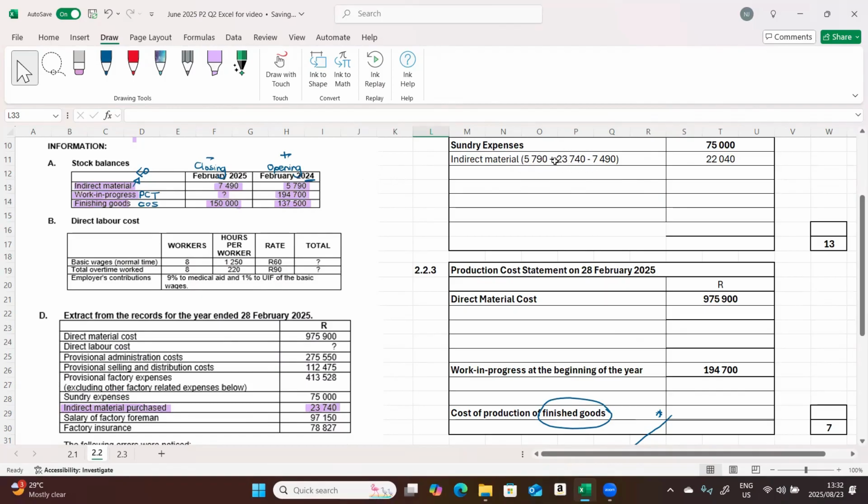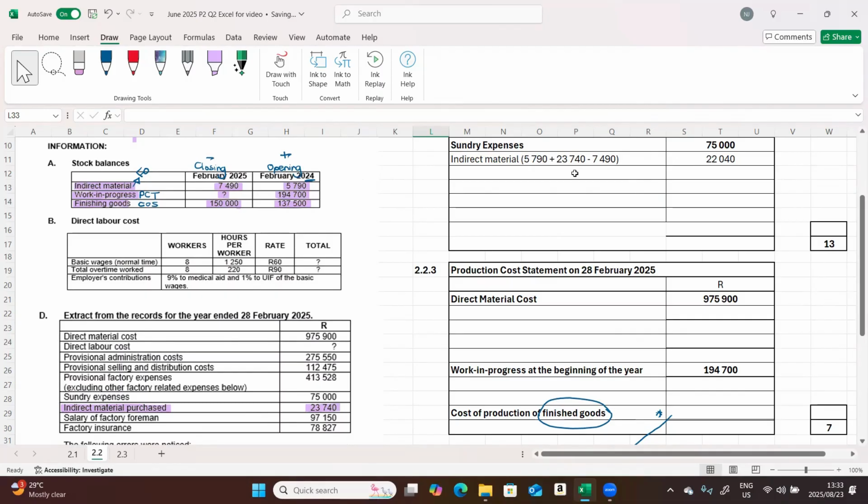We have this available, right? It's in stock. It's the indirect material. And then we are going to use this during our production process. So the concept is we are going to use this 5,790 rands up first, and then we will move over to use the indirect materials that we purchased within our production process. These two added together is what we can use in our production process. Do you guys understand? And then this minus 7,490 is what we have left at the end of the year.